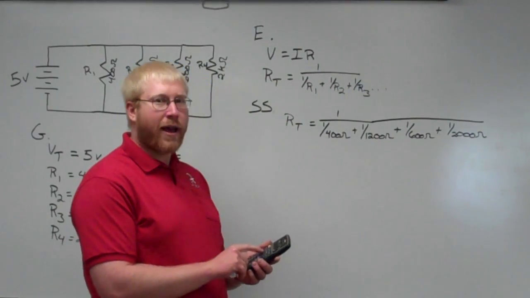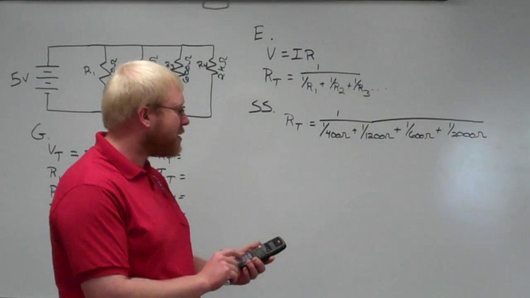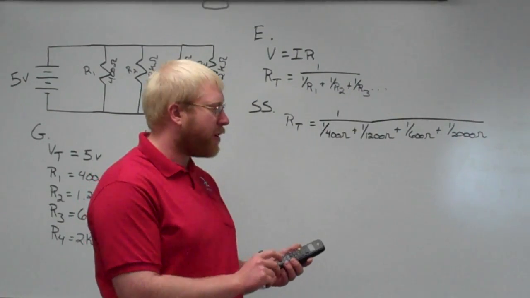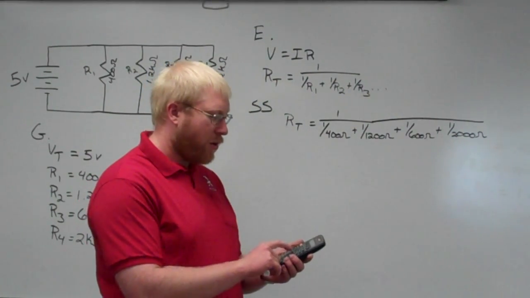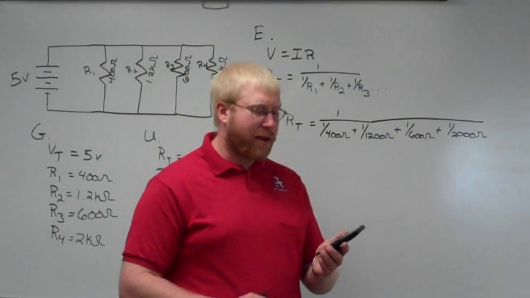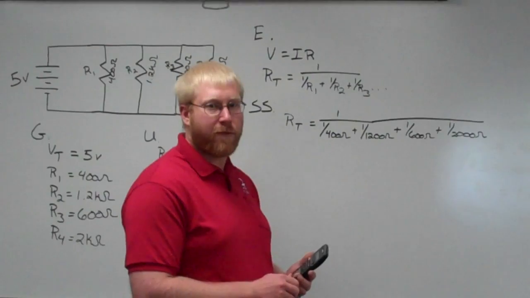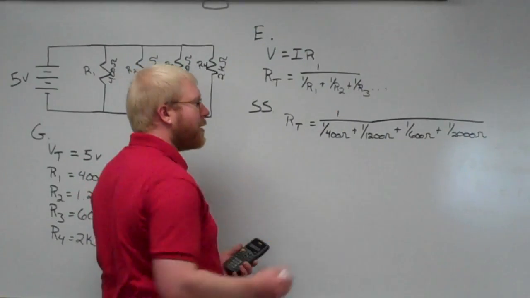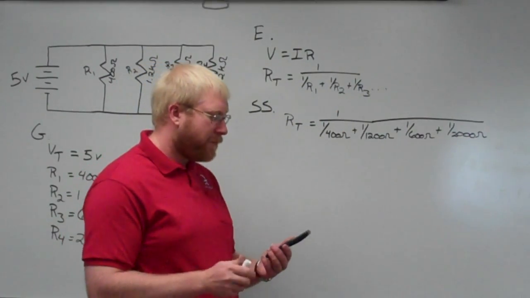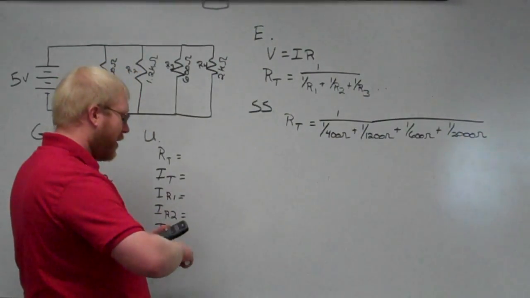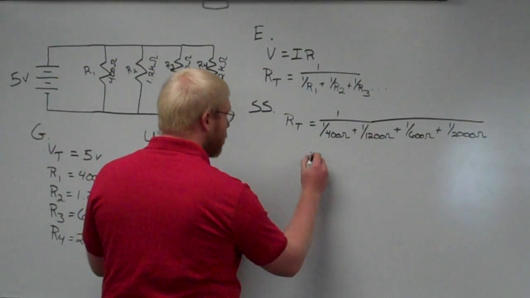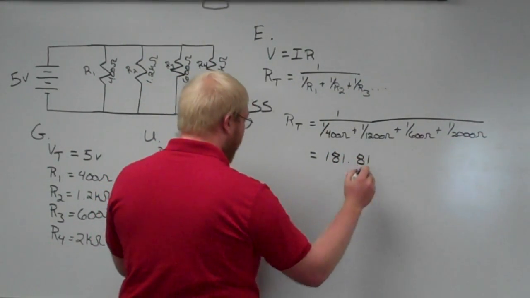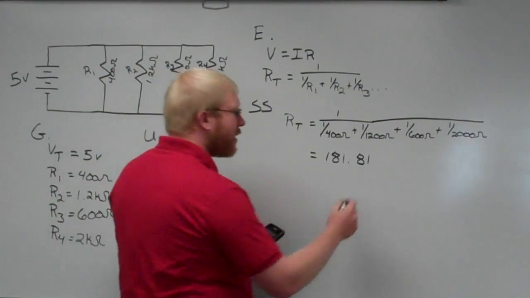400, I have a 1 over x button, so I hit 1 over x, plus 1200, 1 over x, plus 600, 1 over x, plus 2000, 1 over x, equals, and then once I have that, it comes out to 0.0055. So if you're doing this, you might get that same number. I still have to invert that again. So if I hit that 1 over x again, I find out that RT equals 181.8181818181, and so on, and that's going to be in ohms.